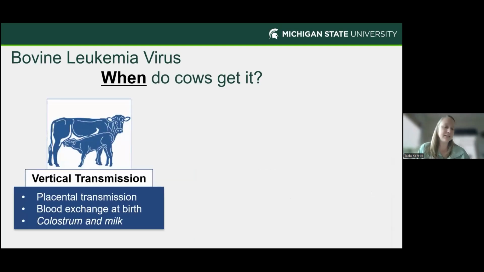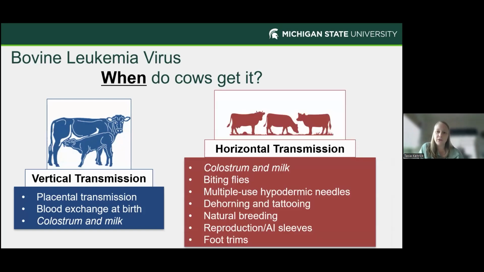When do cows get it? There's vertical and horizontal transmission. So think anything that's blood-to-blood transfer. This virus is in the cells in the blood. So we can have placental transmission. The virus is small enough to go through the placenta, so from dam to calf. There's blood exchange at birth. And then I have colostrum and milk on vertical and horizontal transmission, in that depending on your research area or who you talk to, they can be considered vertical or horizontal.